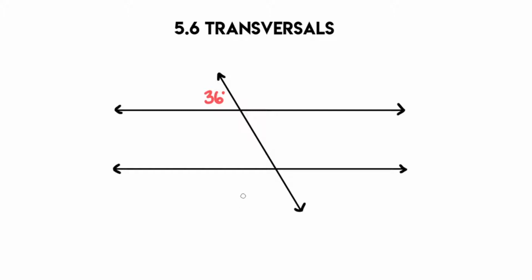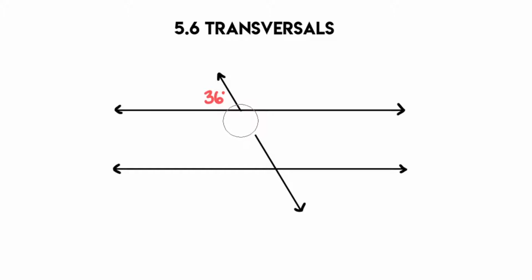Because right now, I know that this little angle up here is 36 degrees. And by the end of this, we're going to find all 7 of these missing angles using just that 36 degrees. But before we get there, we've got to go back a little bit and talk about something else first.